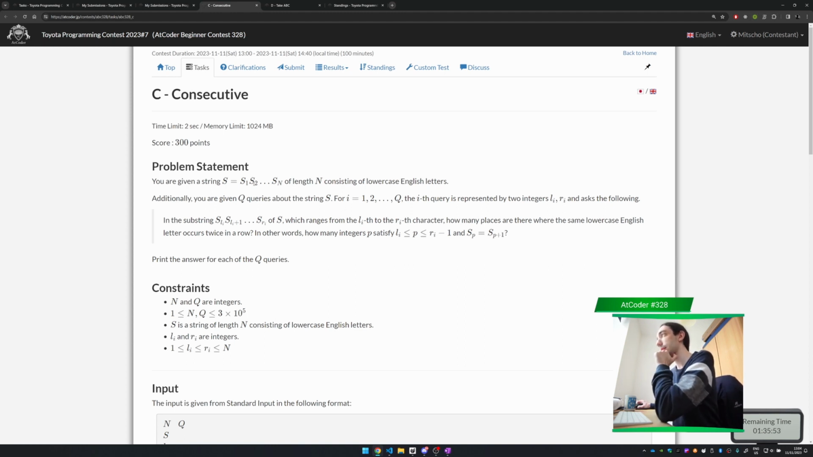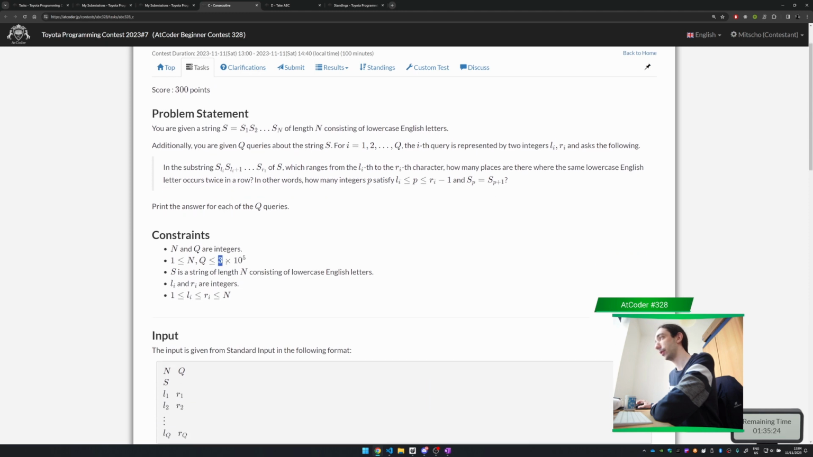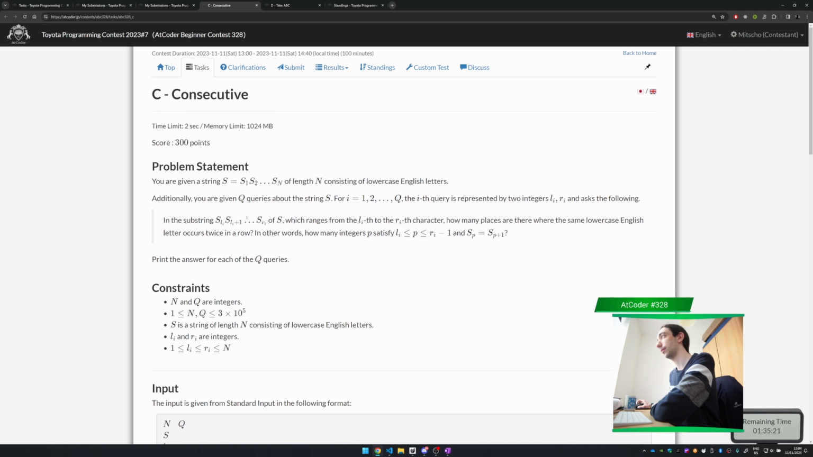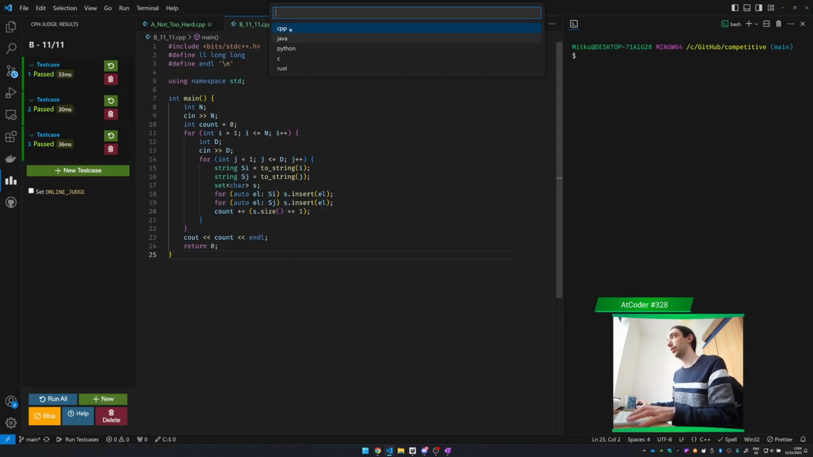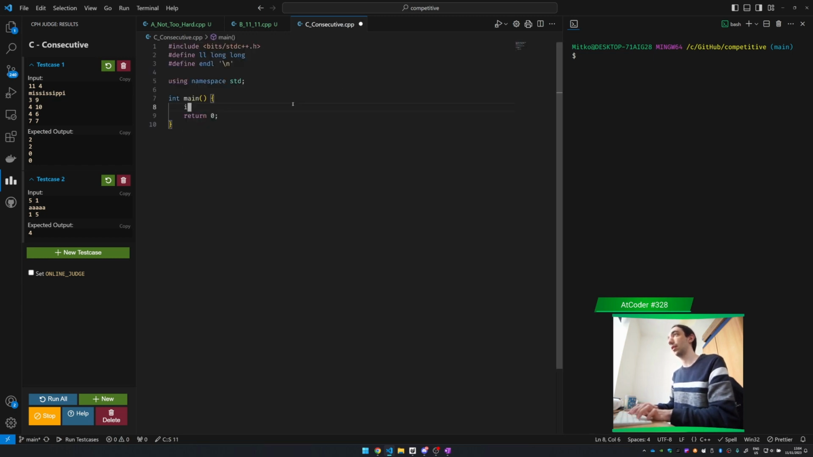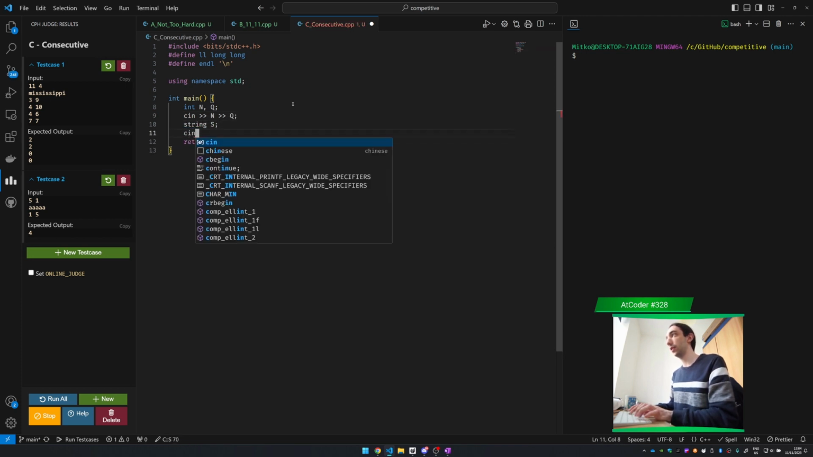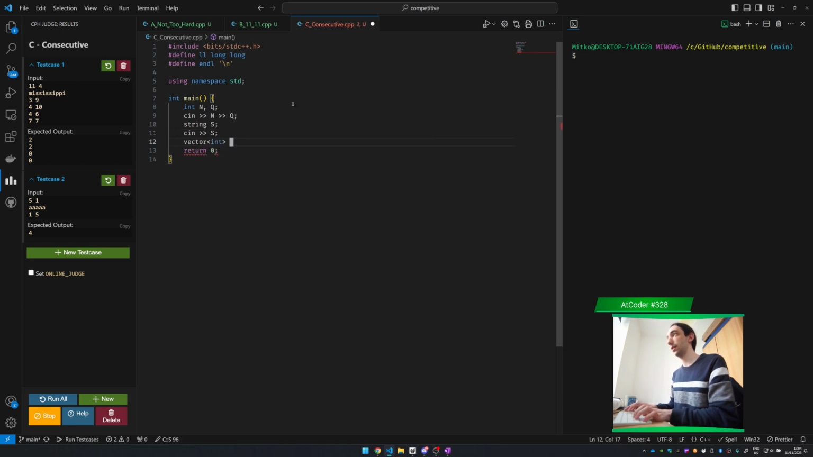You're given a string S of lowercase English letters, and Q queries of the form L and R. In the substring from S_L to S_R, how many places are there where the same lowercase English letter occurs twice in a row? The queries are many and N is large, so what you can do is pre-compute at what places this happens.